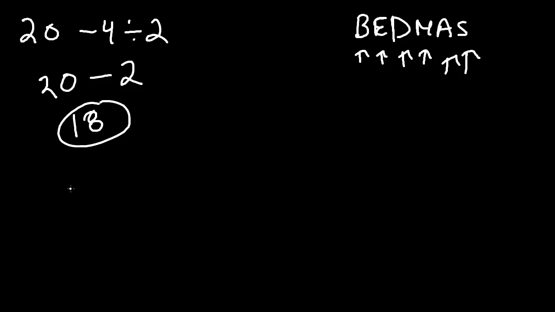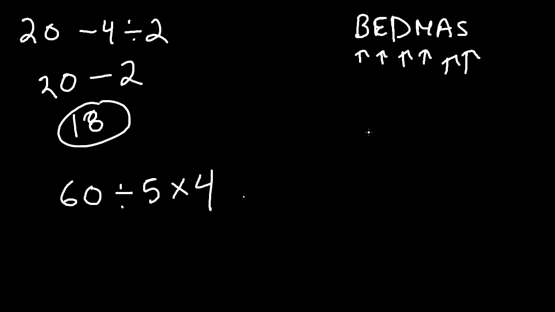So let's look at one last problem. Let's say we had 60 divided by 5 multiplied by 4. How would we do this? Okay, so we have two operations, right? We have to do a division and we have to do a multiplication. But which one do we do first?